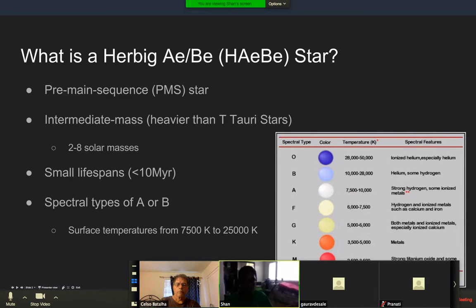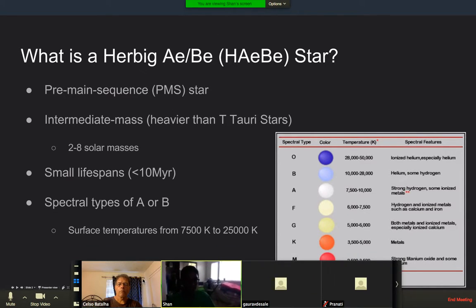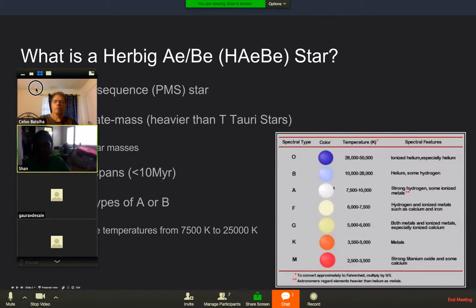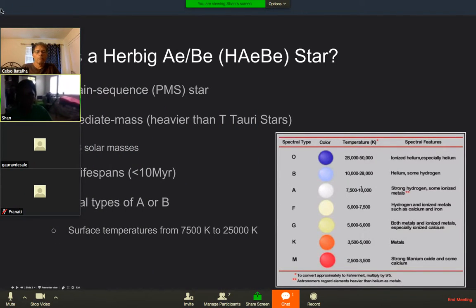So you have high luminosities and temperatures, and for that reason these stars are classified as spectral types A or B stars. As you can see on this chart, they usually have temperatures that range from 7,500 Kelvin to 2,500 Kelvin. For comparison, the surface temperature of our sun is around 5,000 to 6,000 Kelvin. So these pre-main sequence stars are a lot hotter than our own sun.